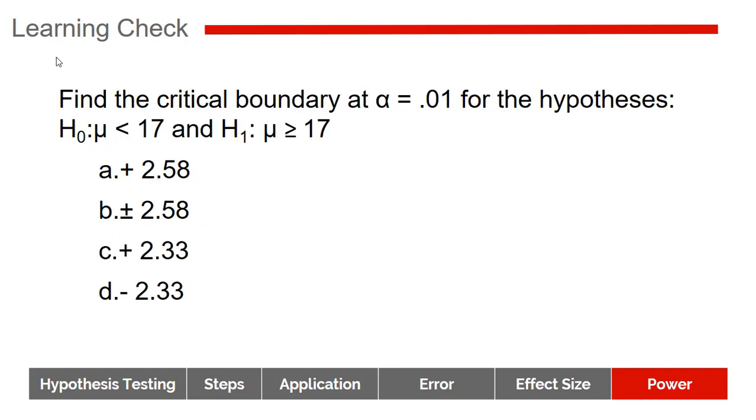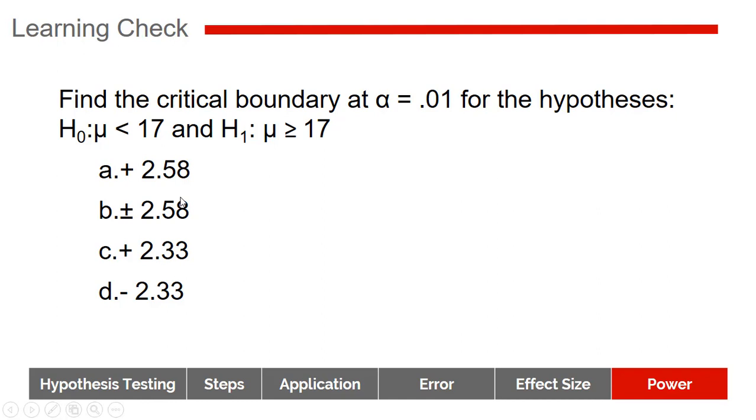Find the critical boundary at alpha equals 0.01 for these hypotheses. The null is that the mu is less than 17, and the alternative is that the mu is greater than or equal to 17. Okay. This is a directional hypothesis. And so we're going to get rid of this plus or minus 2.58. We know it's not going to be in both tails.